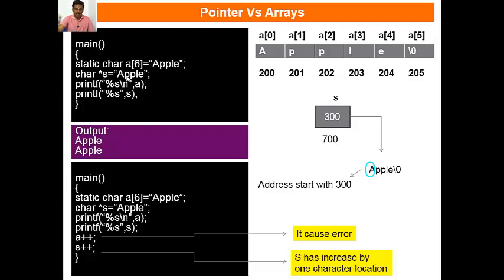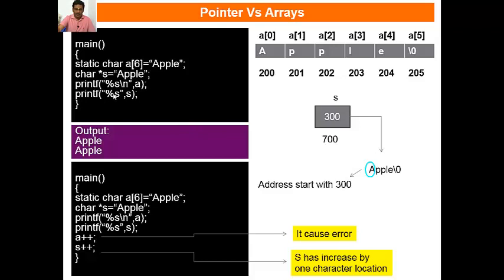Then character star s equal to apple. This is also valid. This is a pointer variable, and this is an array variable. It is also assigned, because s has only 2 bytes. It may point to a character, integer or float. All pointer variable sizes are 2 bytes, so it allocates 2 bytes for the name s. Then s equal to apple: the apple is stored in any available memory, and the starting address, 300, is assigned to s.